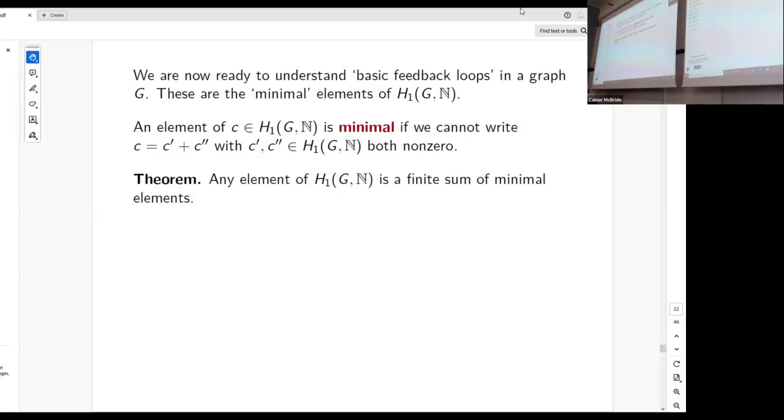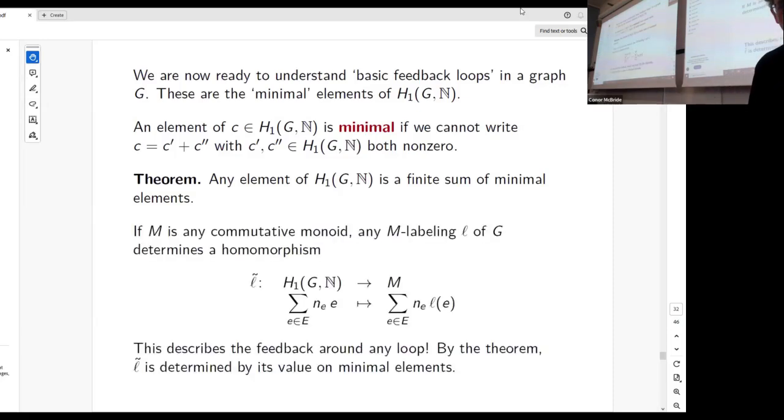So there's a theorem that you can prove. It takes a little bit of work. It's not extremely deep, but it deserves to be called a theorem because you have to think about it a while to prove it, that any element in the first homology is a finite sum of minimal elements. So these will be our basic feedback loops. But how do you find them? What are they like? Well, actually, sorry, I'm not going to answer that question yet. Here's a little fact about them.